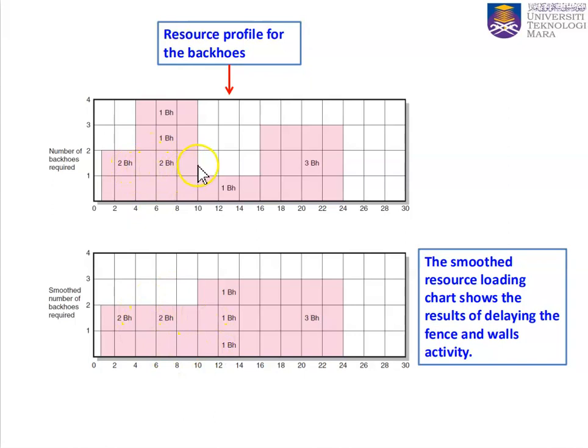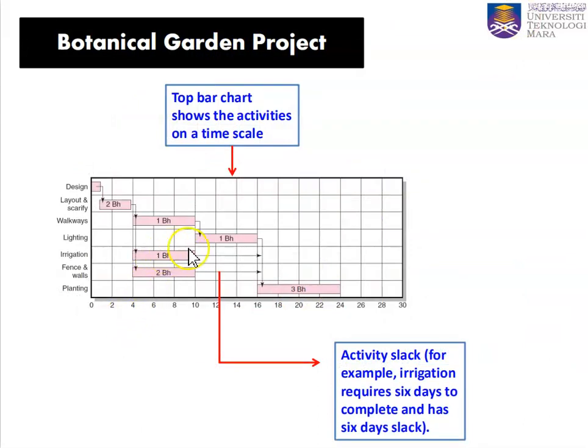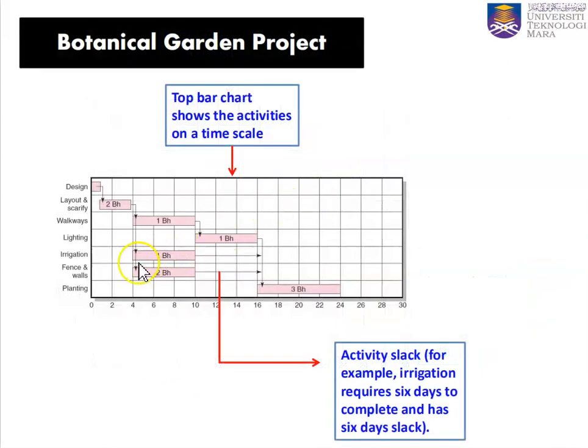One of the backhoes for the fence and wall is moved to day 10 to 16. Okay, so only leave with 1 backhoe. Another backhoe for the irrigation is moved to day 10 and day 16 also. So only left with 2 backhoes, one for the critical project, which is the walkways, and another one is for the fence and wall maybe.